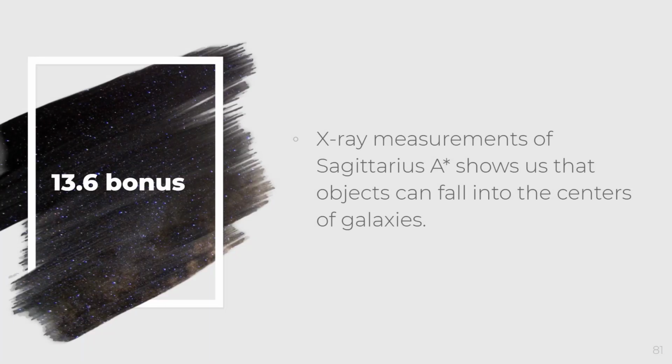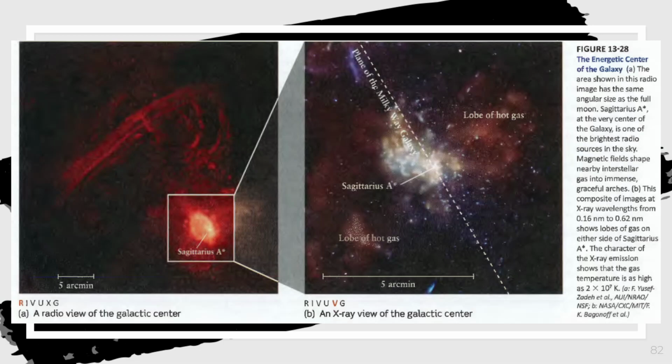Now, every once in a while, we get super bright X-ray readings from Sagittarius A star. And what that lets us know is that sometimes things can fall into it. Objects can fall into the centers of galaxies. Here we see a picture, a radio view of the galaxy and an X-ray view of the galactic center. We see that if this is Sagittarius A star, there's a bunch of hot gas up here and down here, probably from something getting sucked into Sagittarius A star, and then some of the material getting shot up and down.